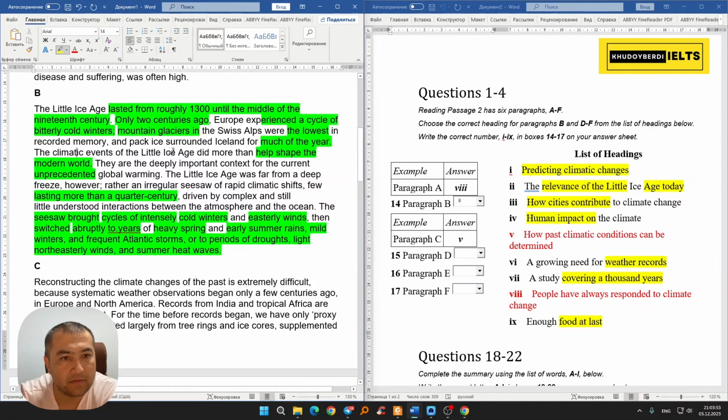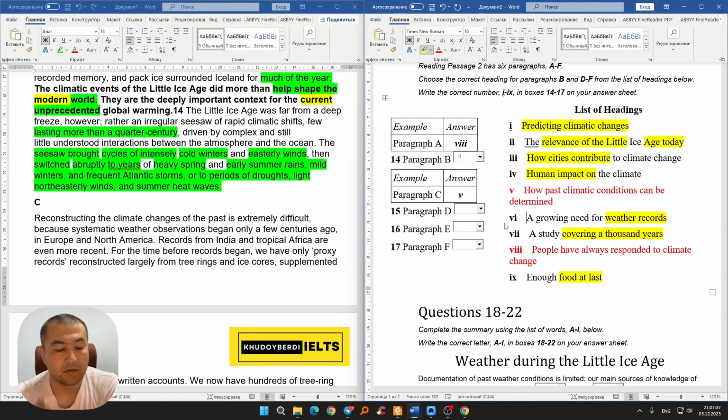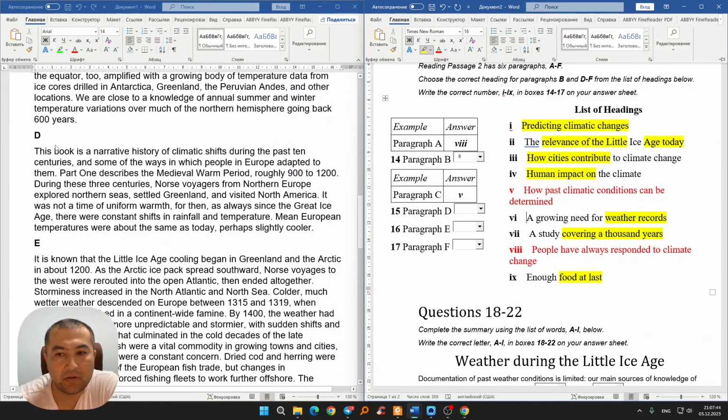The climatic events of the Ice Age did more than help shape the world today. They are deeply important context for the current, yes, this is the keyword, current. So the climatic events did more than help shape the modern world today. Relevance today. They are deeply important contexts for the current global warming, modern world. This is the reason why I'm putting 14 here, number 2. So paragraph C has been done for us, and paragraph D.